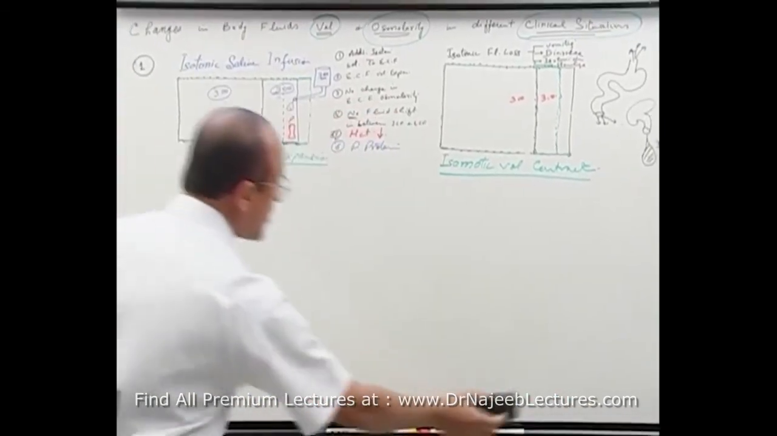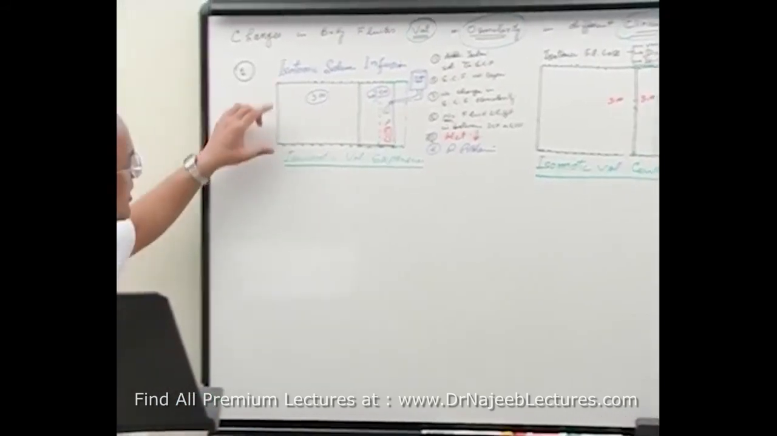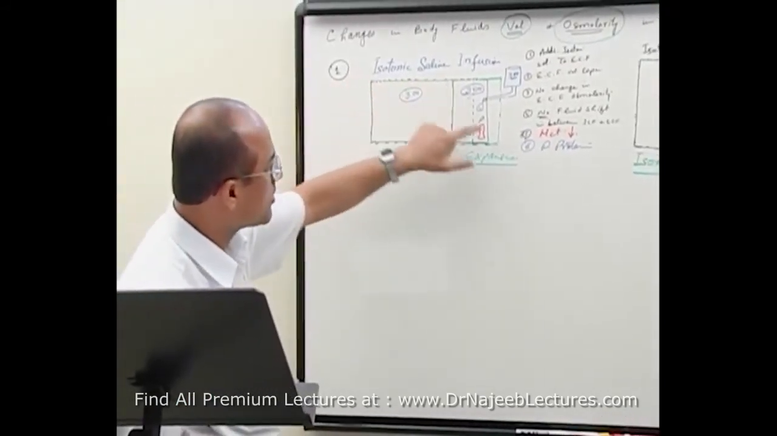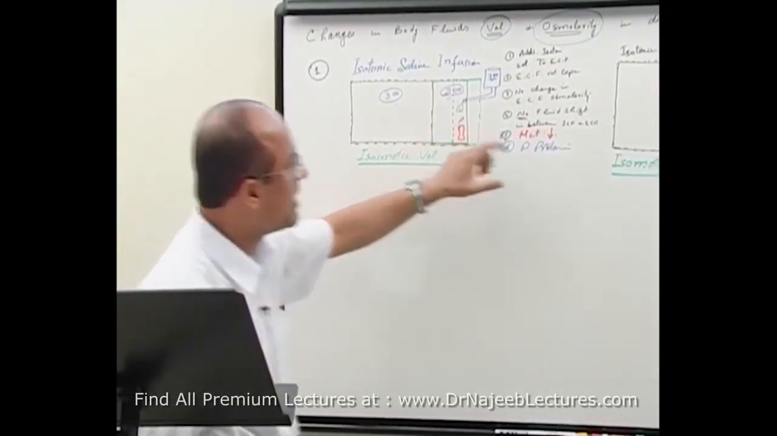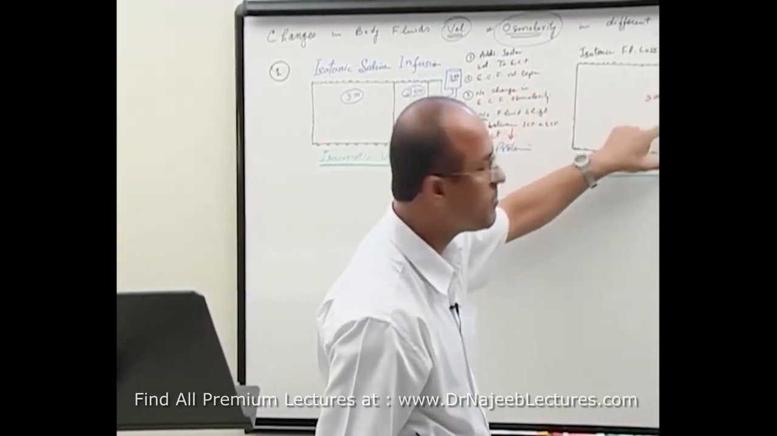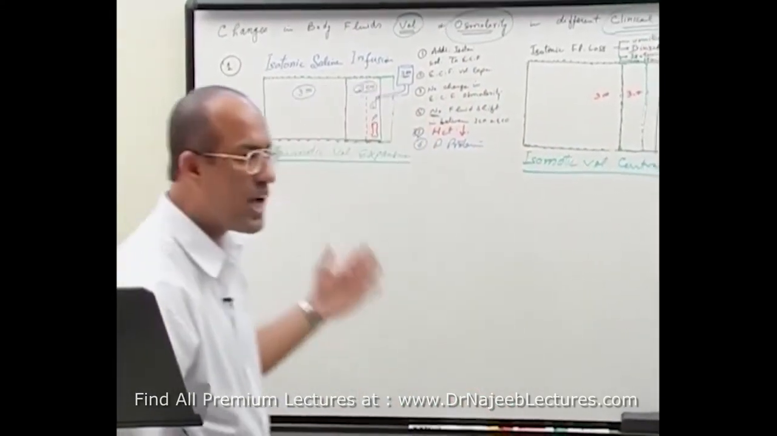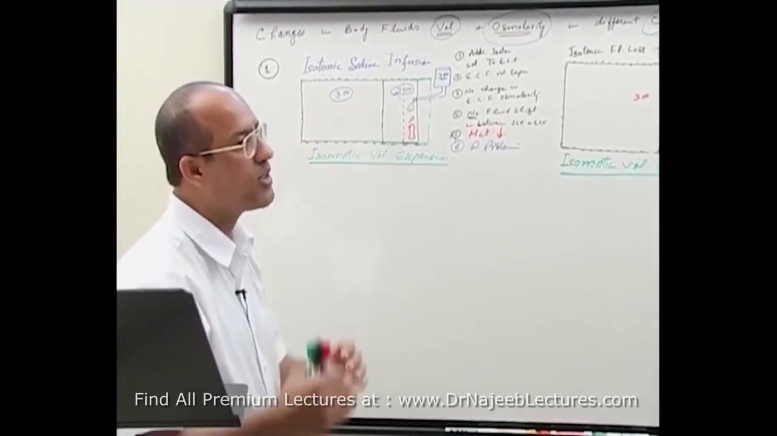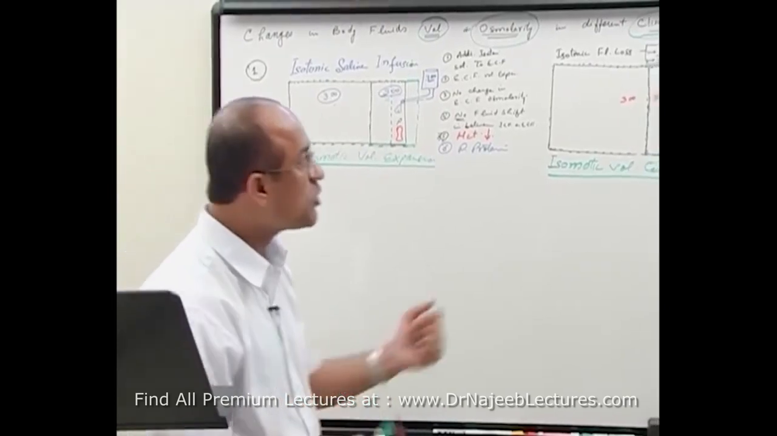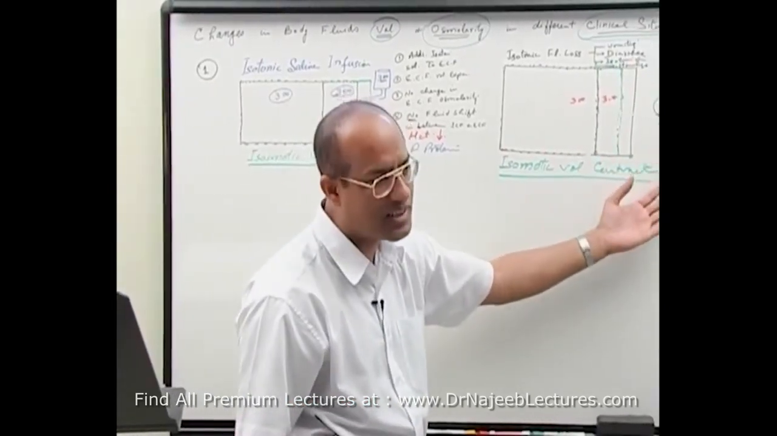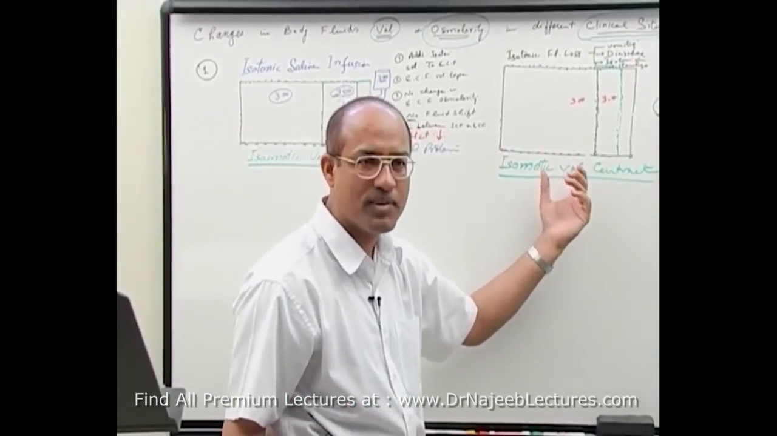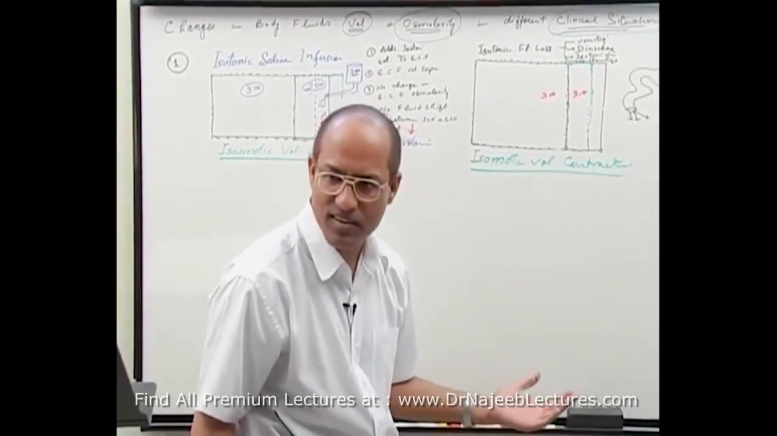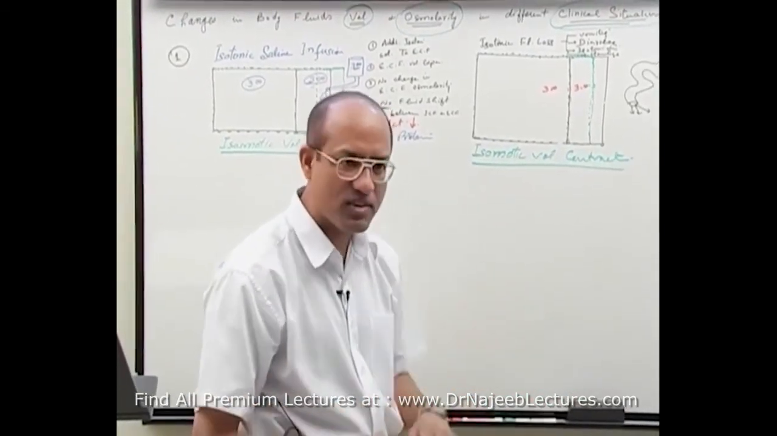Look at and review this. In this case, this is isoosmotic but volume expansion. Here is still isoosmotic but volume contraction. So whenever you add isotonic fluid to the body, the body will have isoosmotic volume expansion. Whenever you remove isotonic fluid out of the body, there will be isoosmotic volume contraction. Is it difficult? Easy. Should we move to the next example?